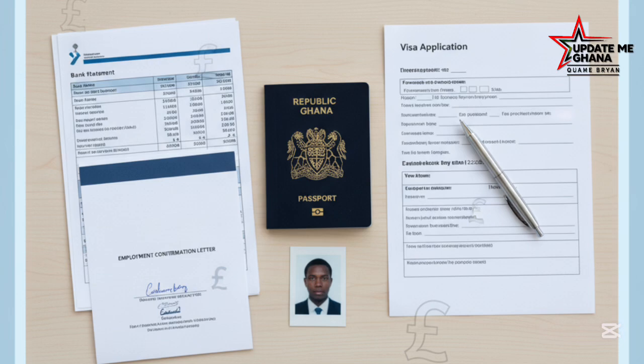E. Purpose of visit specific documents. Visitor visa: an invitation letter from your host in the UK, if applicable, stating the purpose of your visit, where you'll stay, and their relationship to you. A detailed itinerary: a clear plan of what you intend to do each day or week of your trip. Proof of relationship: photos, communication history with your host or family in the UK.